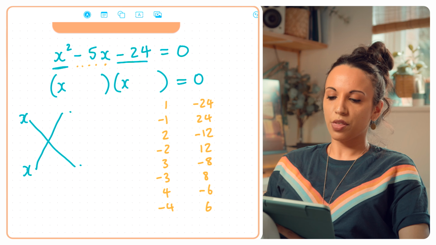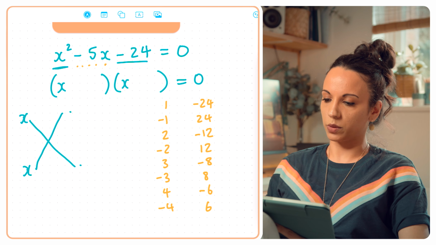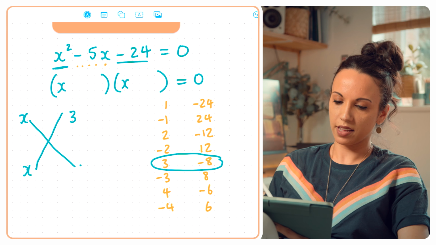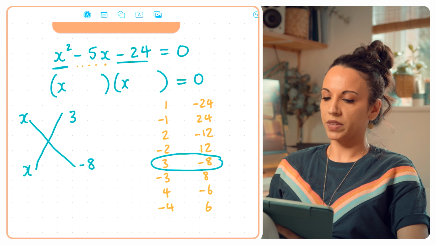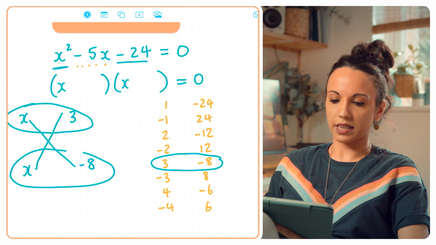So let's have a look. 3 plus minus 8 does indeed equal minus 5. So there's our culprits, 3 and minus 8. So I'm going to put the 3 here and the minus 8 here. Now what I'm going to do is this makes my first bracket and this makes my second bracket.